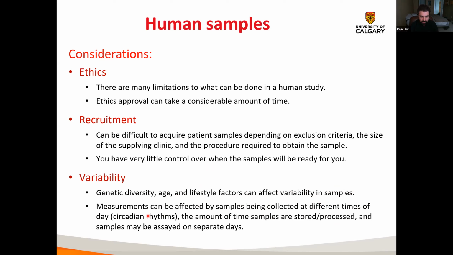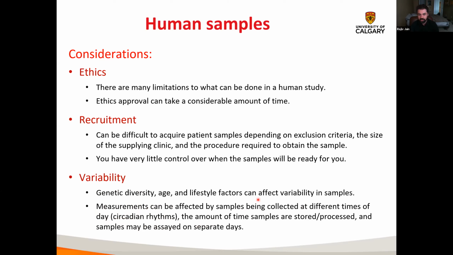You should also consider that the measurements you make on these samples can be affected by a lot of factors. For example, circadian rhythms, which is basically how our biology changes over the course of the day, can dramatically affect things. If you collect a sample from someone in the early morning versus later in the evening, circadian rhythm by itself is enough to introduce a lot of variability. So if you're collecting samples at different times of the day, you're already introducing a lot of variability.